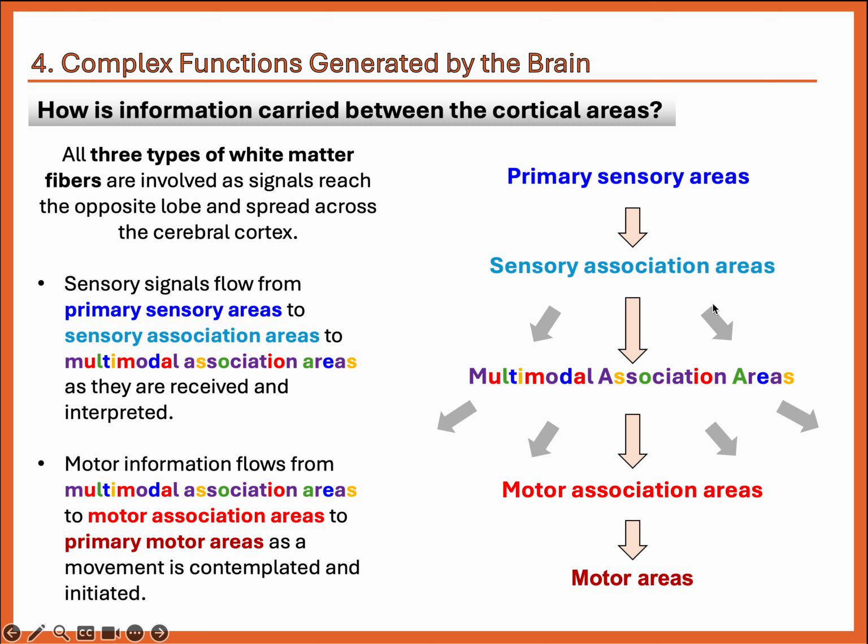We saw this picture in one of the lectures, but I guess multimodal association areas, they really converge the sensations and motor ability together, right?